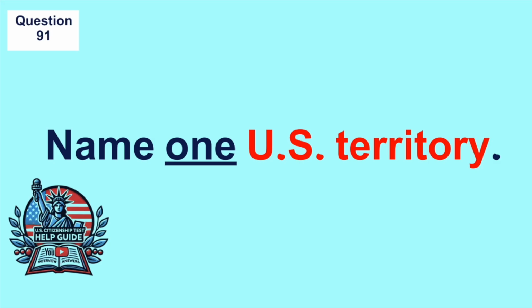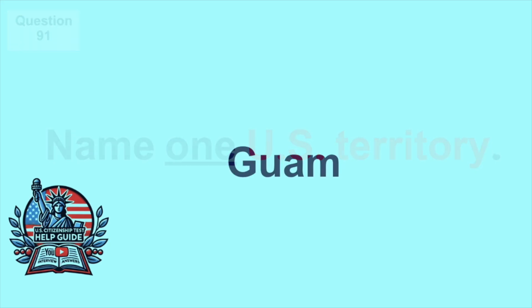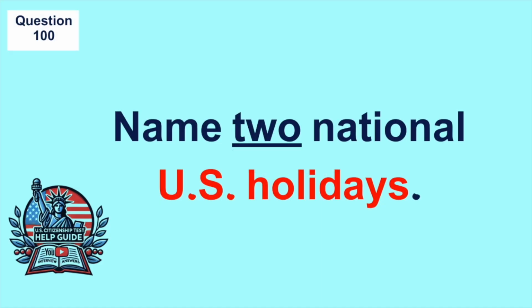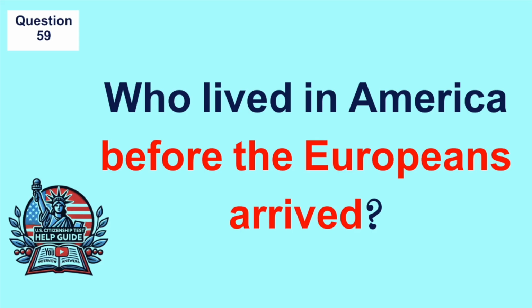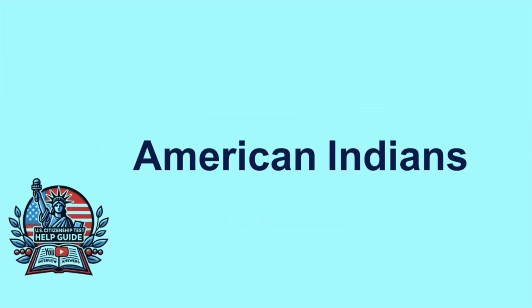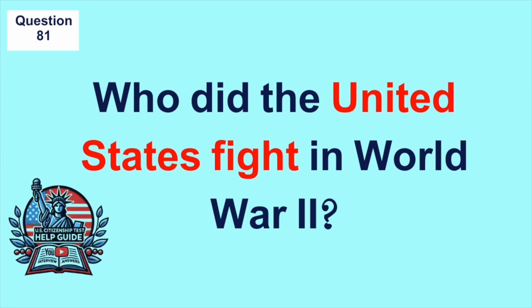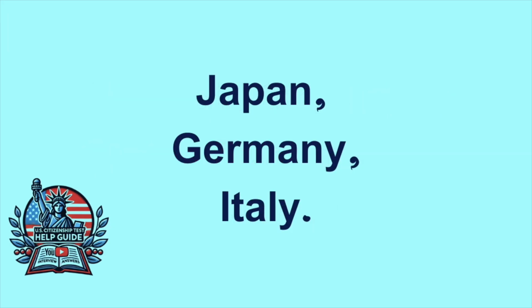Name one U.S. territory. Guam. Name two national U.S. holidays. New Year's Day, Independence Day. Who lived in America before the Europeans arrived? American Indians. Who did the United States fight in World War II? Japan, Germany, and Italy.